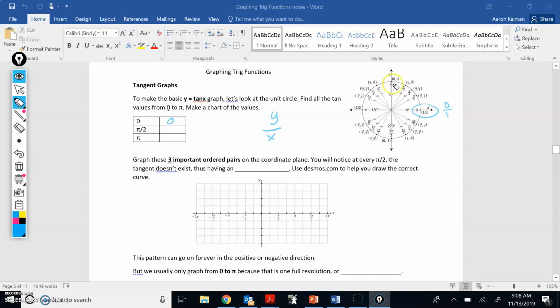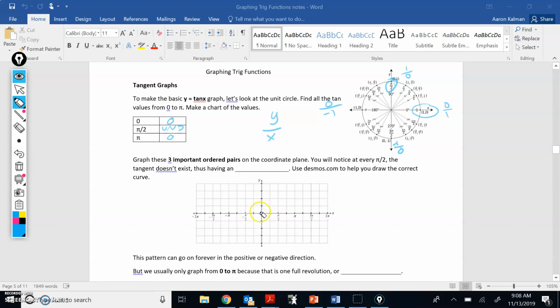At pi over 2, the tangent of y over x is 1 over 0. That is undefined. The tangent at pi is 0 over -1. So that's going to be 0 again. And then if we wanted to do 3 pi over 2, that's also going to be undefined, -1 over 0. So it's kind of like a pattern going around. And let's see what a graph would look like.